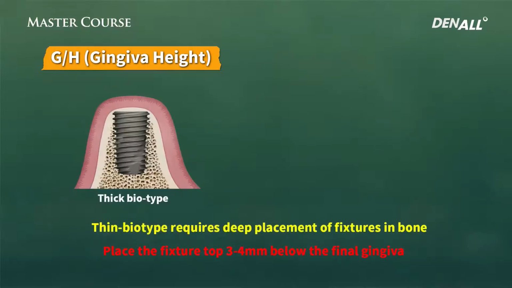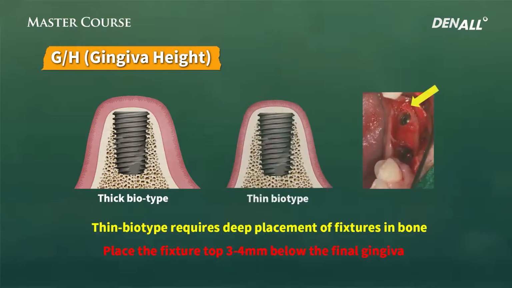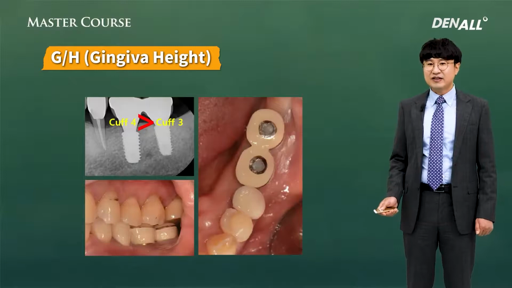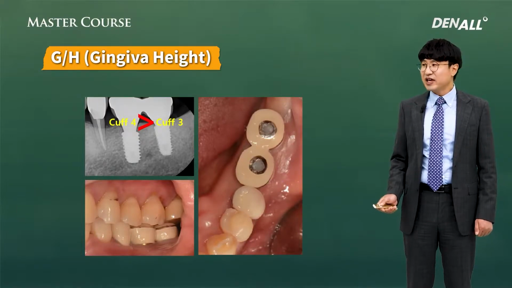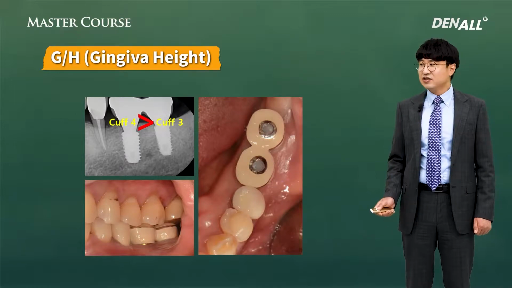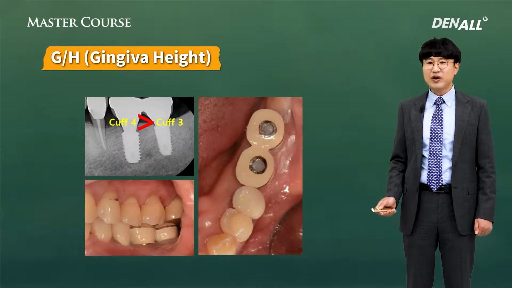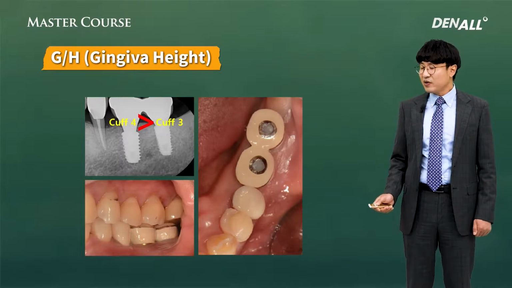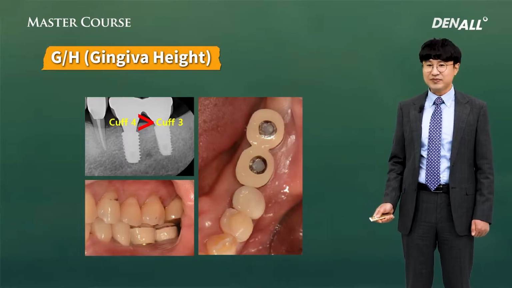If the soft tissue is a thick biotype and is more than 4 millimeters like this case, it is desirable to place the implant at the bone level. But like this, if the soft tissue is thin, 3 to 4 millimeters below the soft tissue margin, the fixture top should be placed deeply. Then the gingiva height, that is the cuff of about 4 millimeters, is used usually. I use a 3 millimeter cuff too, but I use a 4 millimeter cuff mostly.